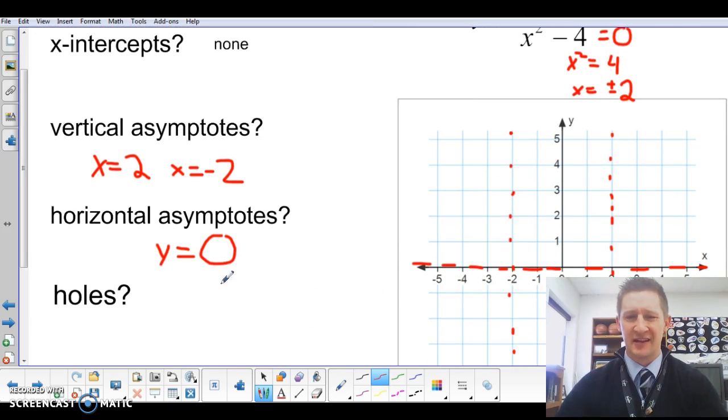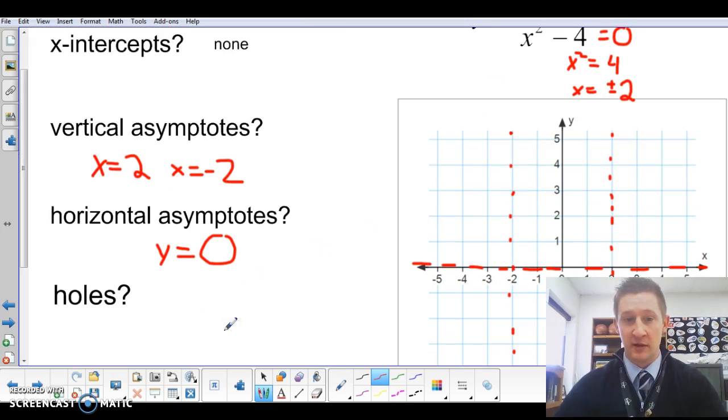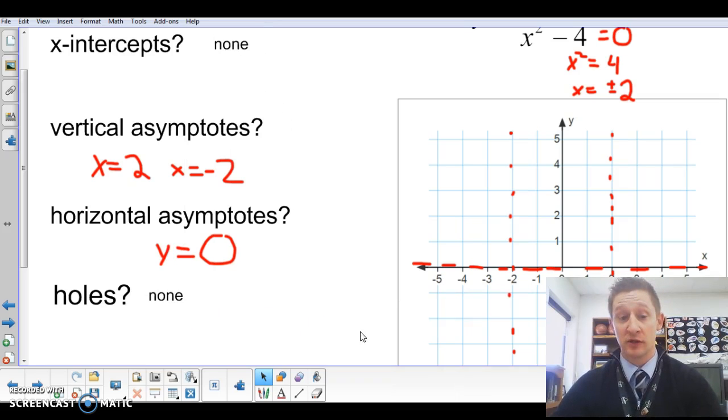Now, the last thing that's here, before I show you the graph, holes. Well, holes happen when there are common factors in the numerator and denominator. Since the numerator is a constant, there's no common factor here. It needs to be a polynomial factor. So there's going to be no holes in this graph. We'll go ahead and put none right there. I'll show you what it looks like.